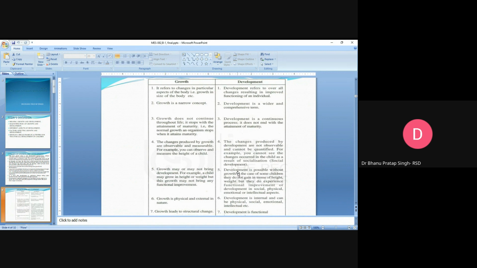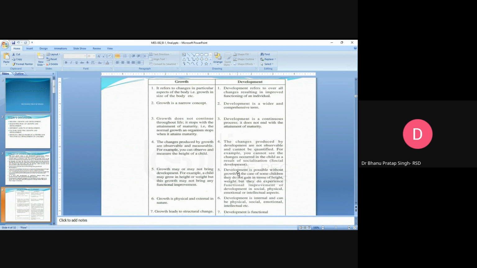The changes produced by growth are observable and measurable. For example, you can observe and measure the height of a child, whereas the changes produced by development are not. They cannot be observed or quantified. For example, you cannot see the change that occurred in the child as a result of socialization, meaning what social development and how much social development has been done in the child in particular years. So it cannot be observed and it cannot be measured.